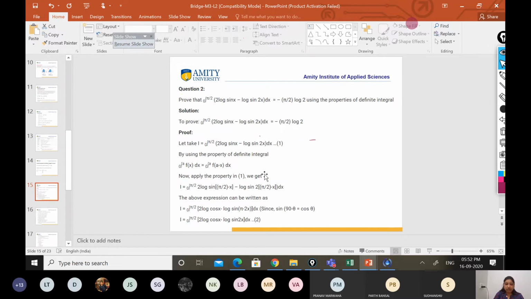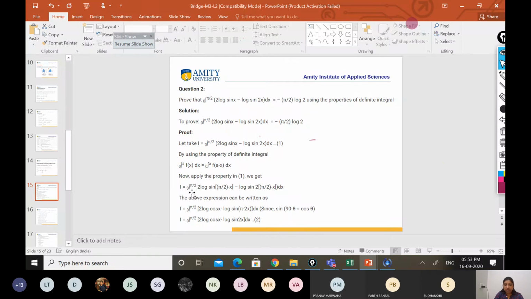Right. So next one. Yes, this one is a good question. Prove that the integral from 0 to pi by 2 of log sin x minus log sin 2x dx is equal to minus pi by 2 log 2. Right. So for this question we will use the property integral 0 to a f(x) dx is equal to integral 0 to a f(a minus x) dx. What is a here? Pi by 2. And we already know that in trigonometric functions we have formulas for sine of 90 minus theta and sine of 180 minus theta. So we can use these properties to simplify our integrand. So we will use this property.